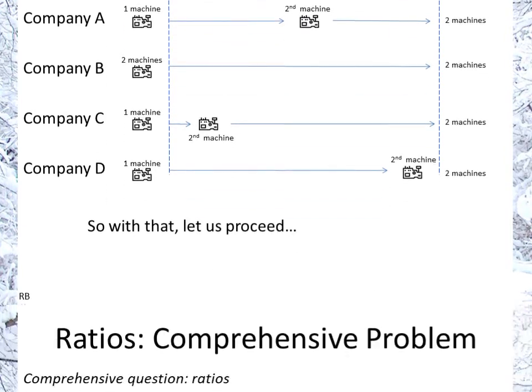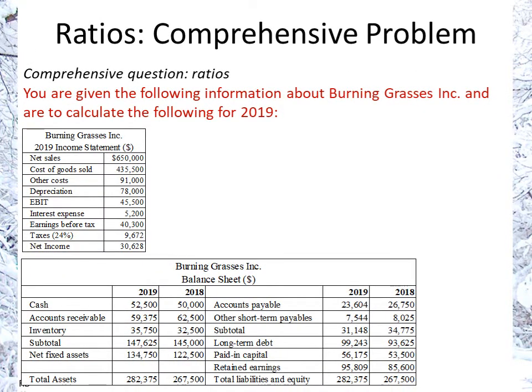Let's proceed. So here's an example of a company. We're showing the 2019 income statement and the balance sheet for 2018 and 2019. Just want to point out the end of 2018 is like saying the beginning of 2019. So this is like the January 1st values, and then the 2019 would be the December 31st values, of course.